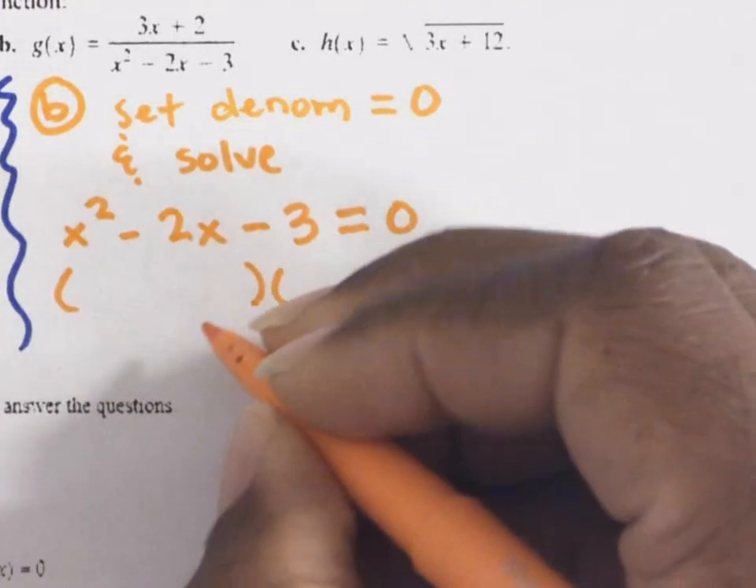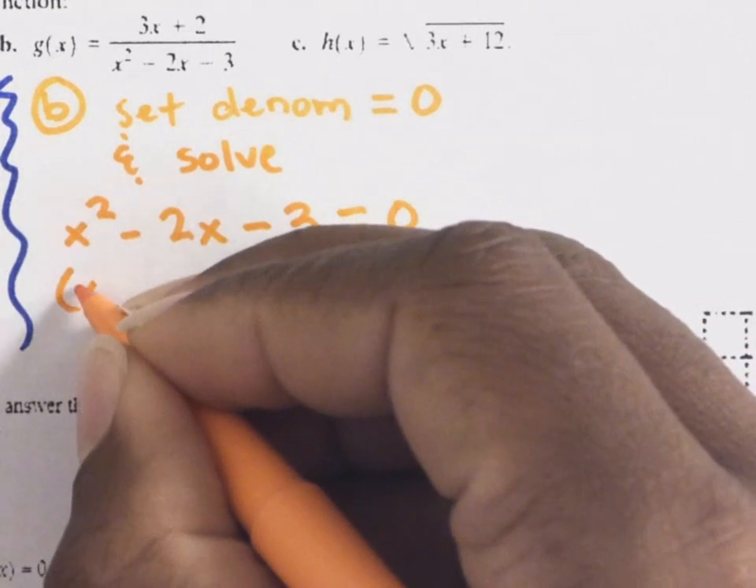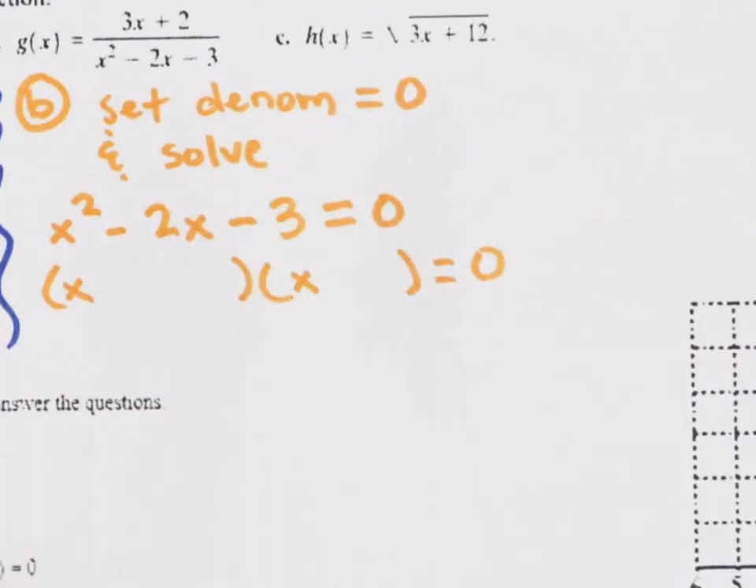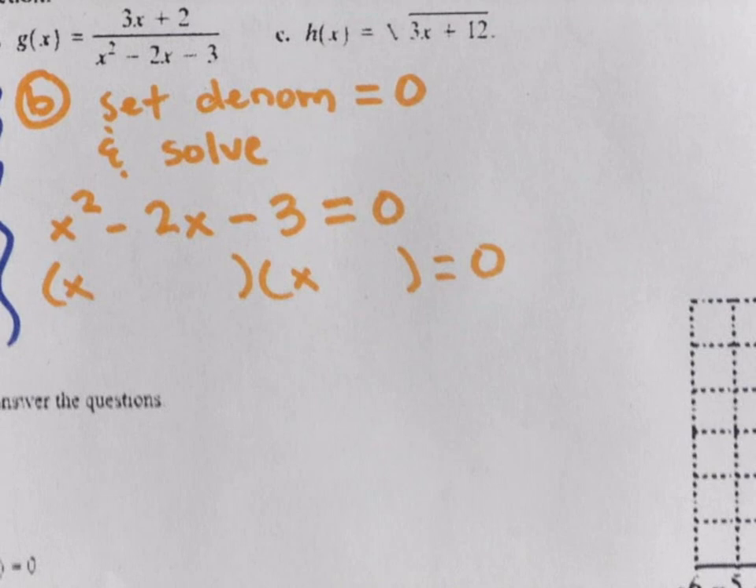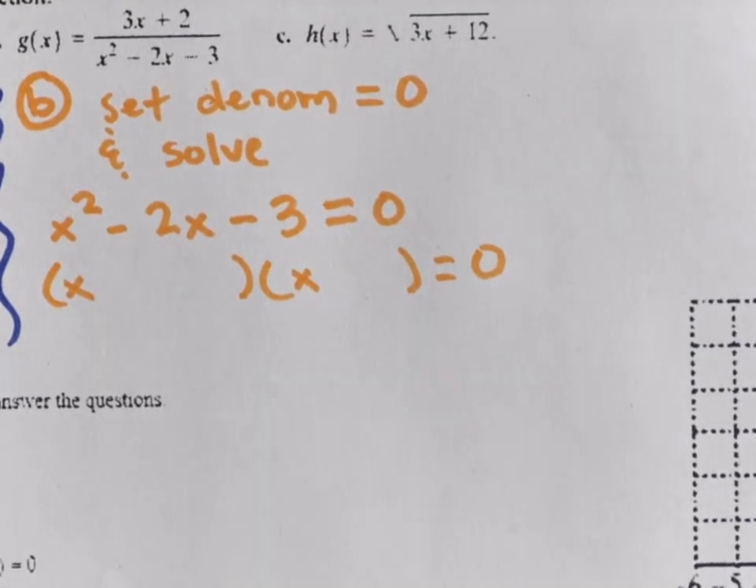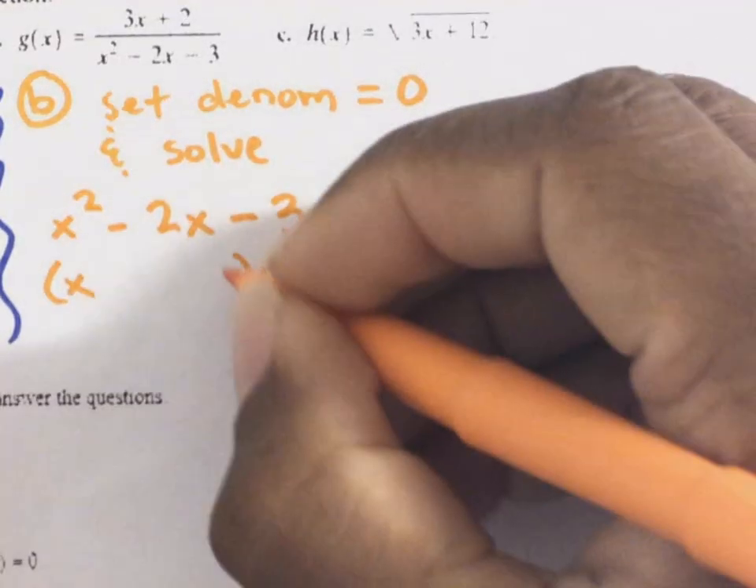In the first spots, what do I need? x times x to give me x squared. Then I look for factors of what number that give me a result of -3. There's only two factors for -3, right? 1 times what? 3.